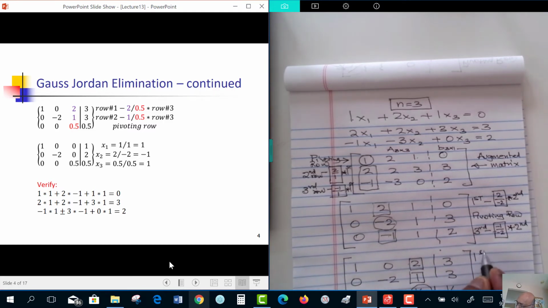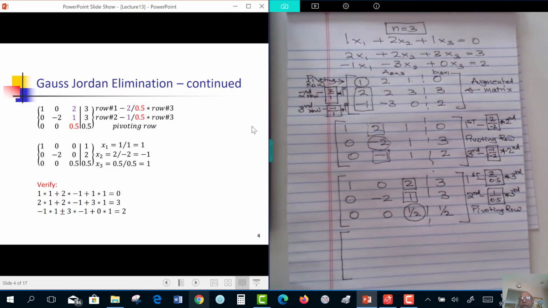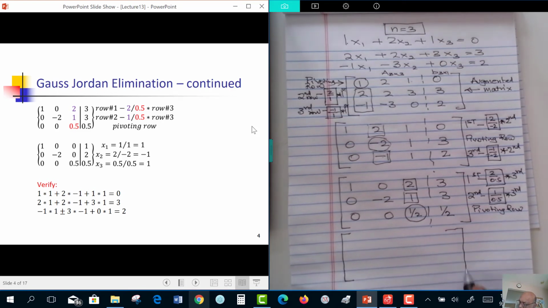So when we take our first row, from here we are going to subtract 2 over half times our pivoting row. From second, we are going to subtract 1 over half times the third row. So this is what is here. Our third row remains unchanged.